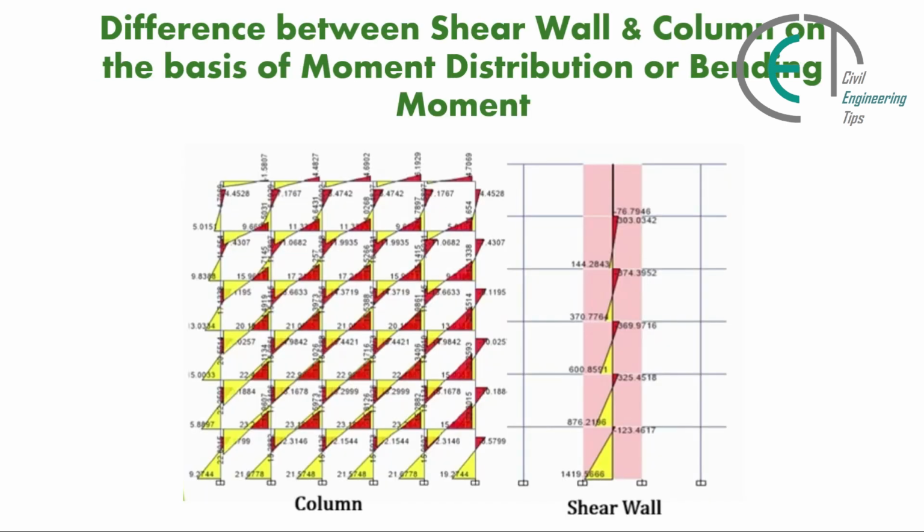Difference between shear wall and column on the basis of moment distribution or bending moment. In the first figure, we're observing the bending moment diagram of columns and beams as well, and these bending moment diagrams are taken from ETABS software. But the figure on the right side presents the bending moment diagram of shear wall only. If we observe the bending moment, then we will know that the bending moment at the base is maximum for shear wall, but for column, the bending moment diagram is a little bit different.